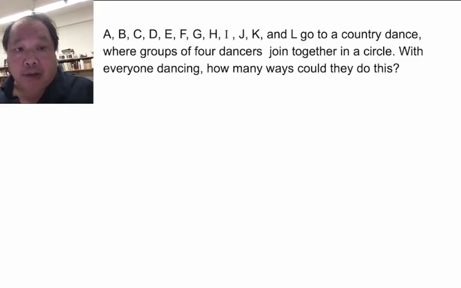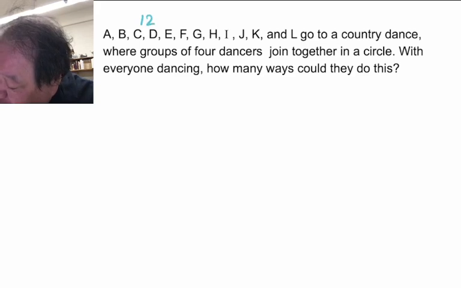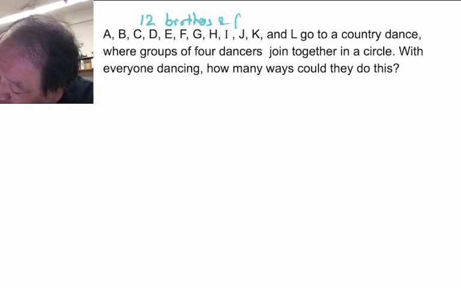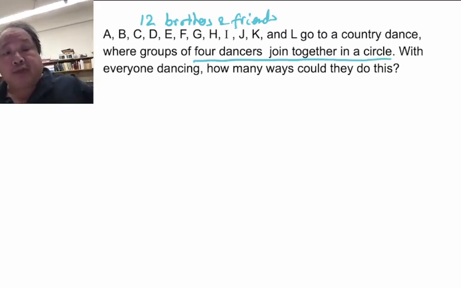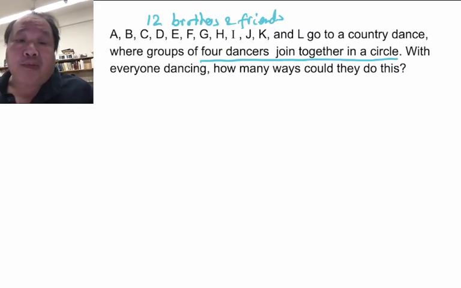Hi, in this video we're going to look at the problem of 12 brothers and friends who have gone to a country dance where groups of 4 dancers join together in a circle, and with all of them dancing, the question is, how many ways could they do this?